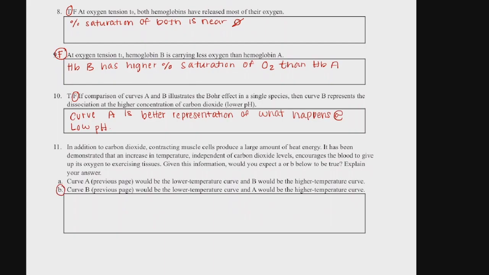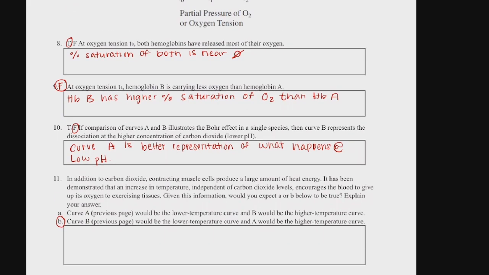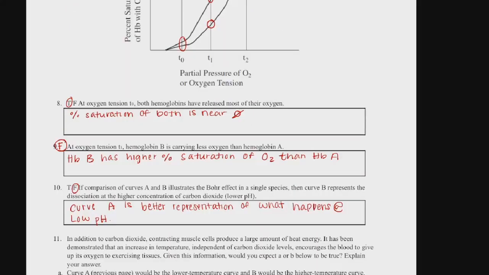This would actually be correct, choice B, wherein curve B would be the lower temperature curve and curve A would be the higher temperature curve, because in comparison, curve A releases more of its oxygen at the same partial pressures of oxygen compared to curve B. So we see right here curve B is the lower temp curve.